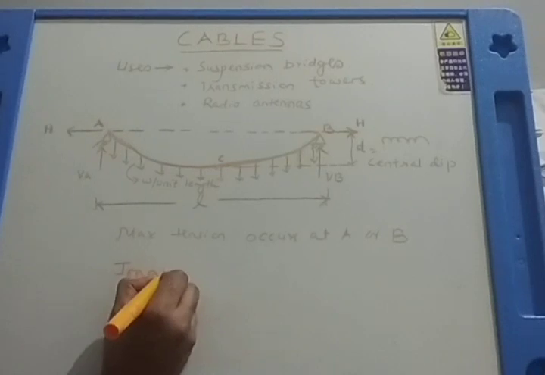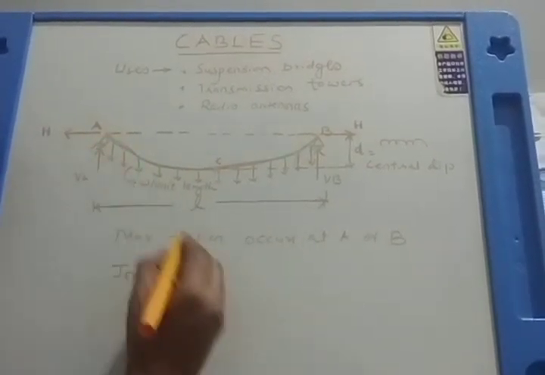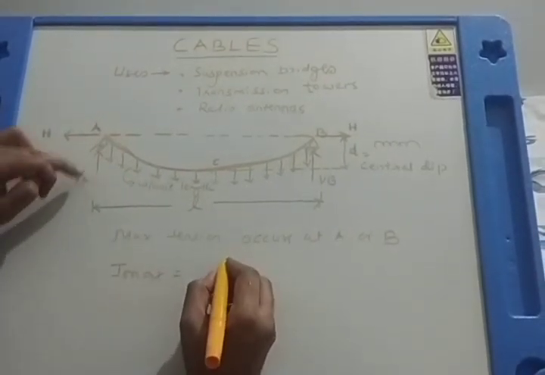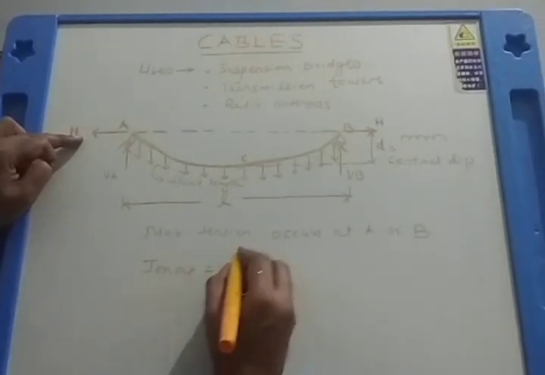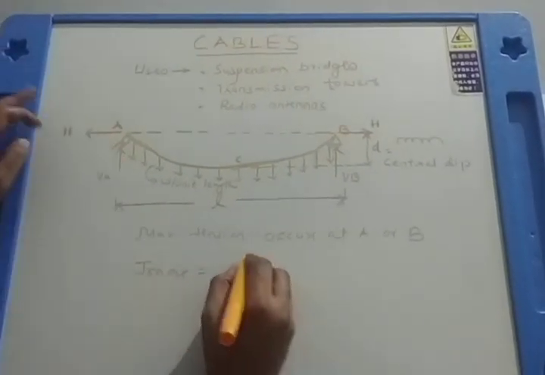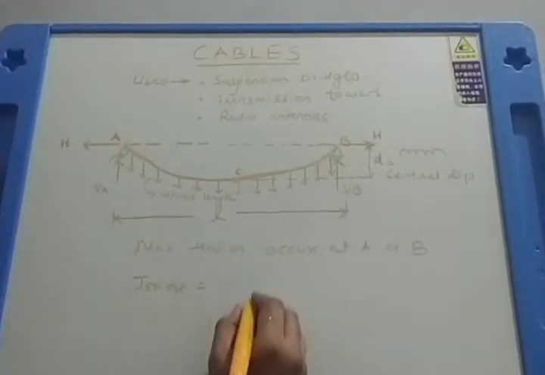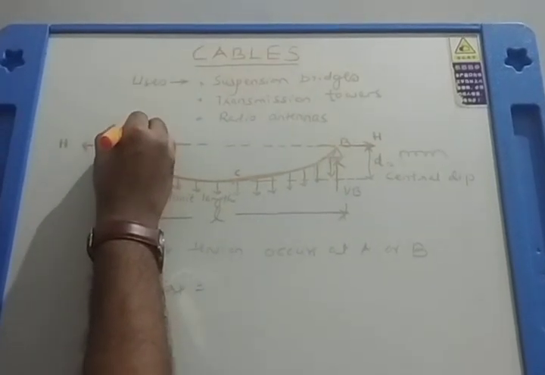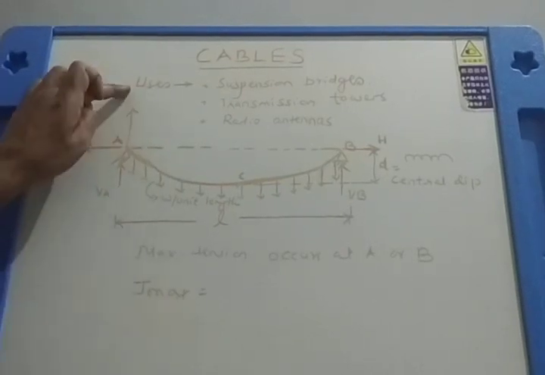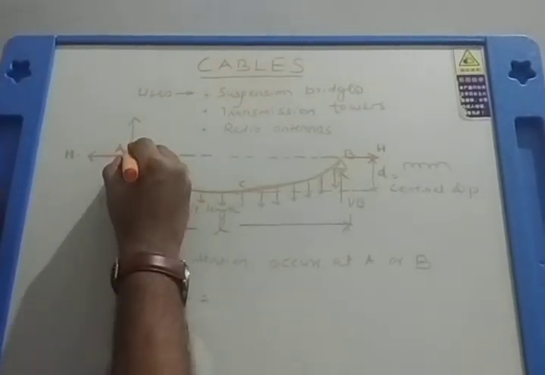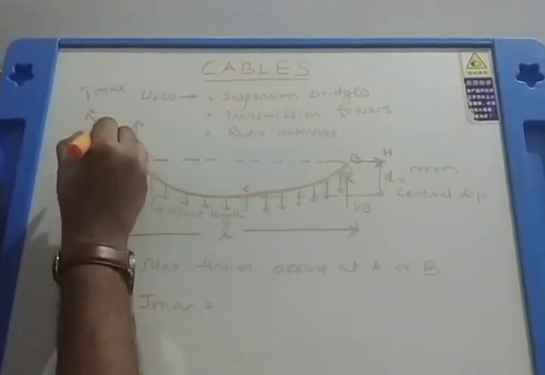So what is this maximum tension? It's very simple. T max, maximum tension, is equal to the reaction at A, that is this vertical reaction WL by 2, and the horizontal pull WL square by 8D. So T max is equal to the resultant of these two forces, these two are the forces acting here. If you take this vertical force reaction, you can transmit it upward like this. Then horizontal pull is this side, and the resultant of these two is T max, and this you can call it as alpha.